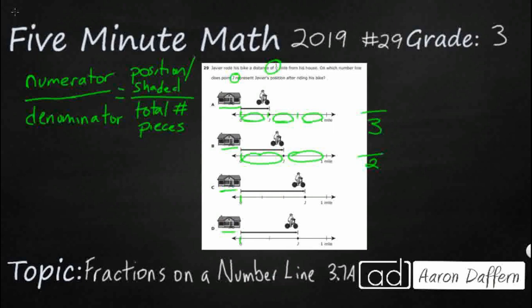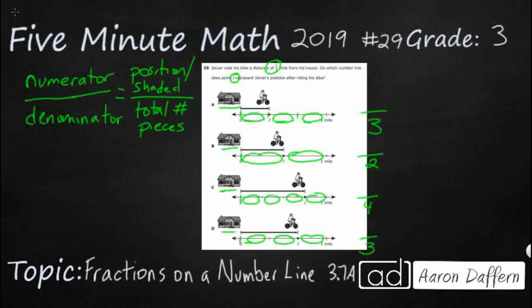In C, I've got some smaller pieces. 1, 2, 3. There we go. Looks like I've got 4 pieces. So those are my fourths. And then D also looks like I'm going to have thirds. I've got 1, I've got 2, I've got 3 pieces right there. So those are my denominators. Those are looking at the total number of pieces.